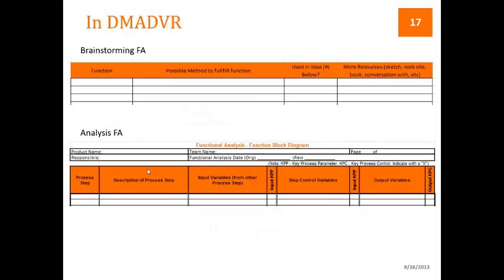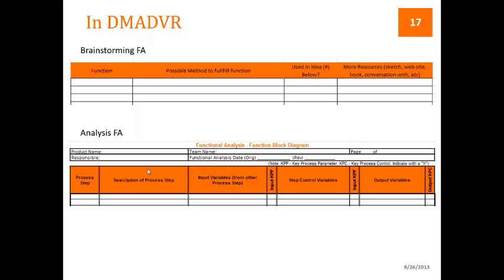Okay, so this is what the tabs look like. In your brainstorming tab, you've got the functions, the possible method, that's your brainstorming, how are you going to fulfill that function. And then if that idea was used later for one of the designs that each of you are going to pick, indicate who used them. And then if you have more resources, sketches, if you're drawing on the whiteboard and take a picture of it, include those, that type of thing. So that's your brainstorming. Your analysis is the one that each of you are going to do separately.